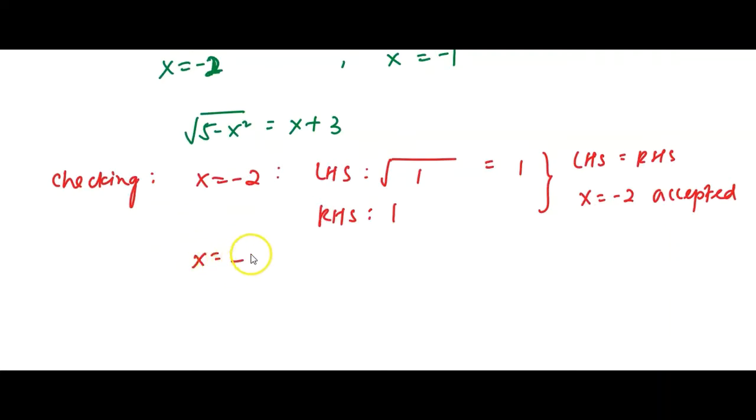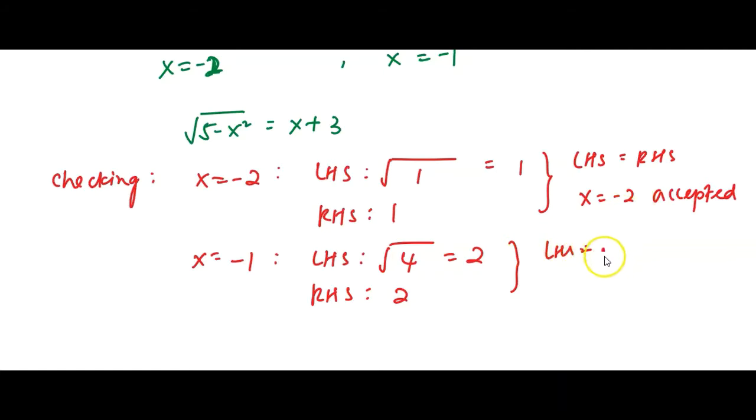Then we have to check for x equals -1. When x equals -1, the left-hand side has -1 squared, that is 5 minus 1, that will be 4, square root of 4 equals 2. And the right-hand side, when you substitute -1 in, you have 2 as well. So the left-hand side equals the right-hand side. So x equals -1 also will be accepted as your solution.